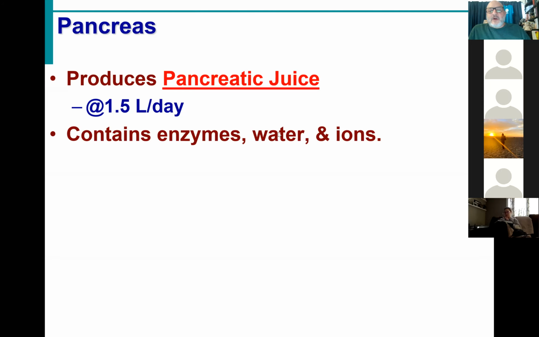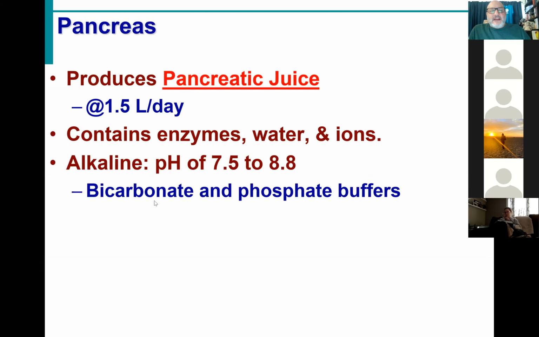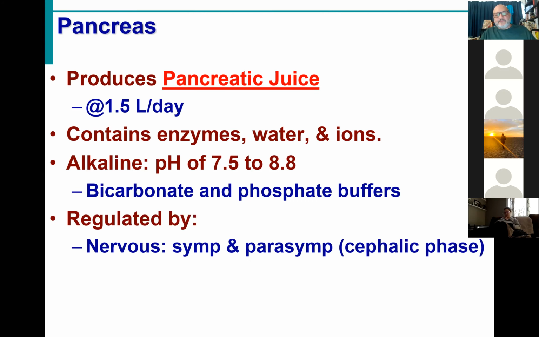Obviously, this is going to contain water, ions, and a massive amount of bicarbonate and other phosphate buffers. Pancreatic juice is one of the more alkaline secretions that we make, with a pH of about 7.5 to 8.8, which again makes sense. This is being released right into the duodenum, right where that really acidic chyme is coming in, and we want to neutralize it and protect the small intestine. And so this bicarbonate and these phosphate buffers go a long way towards protecting that small intestine.